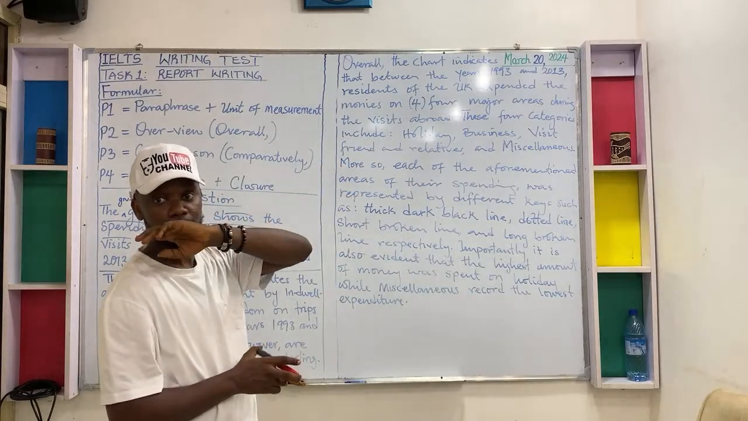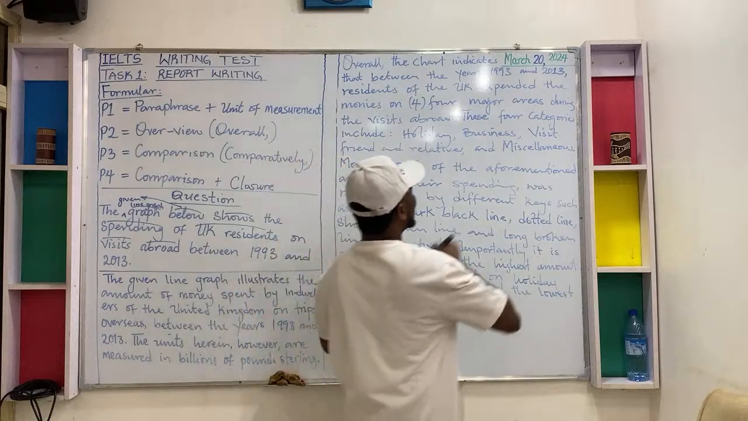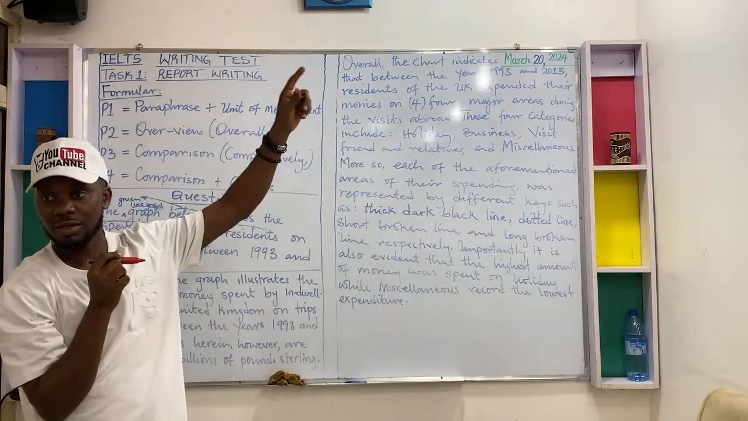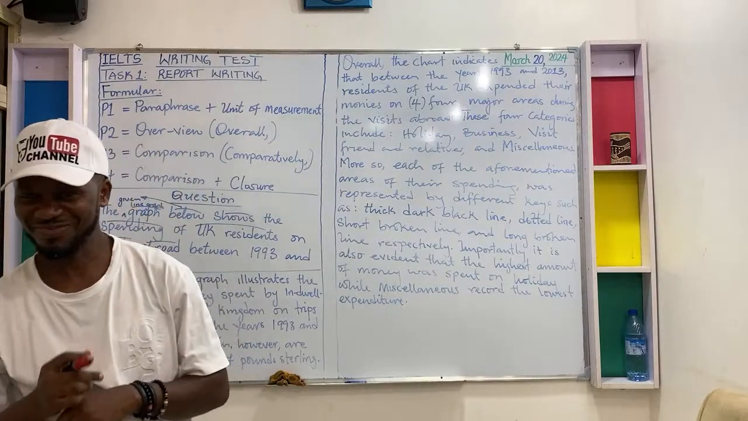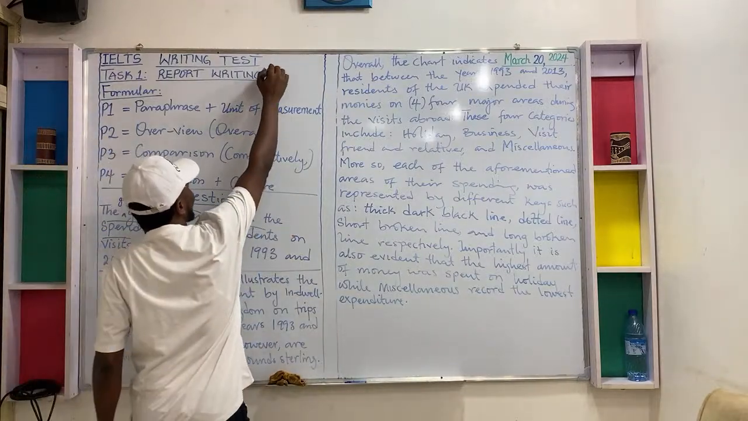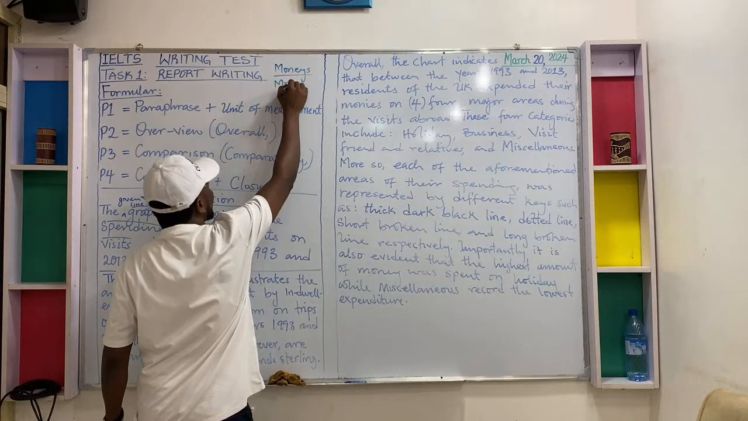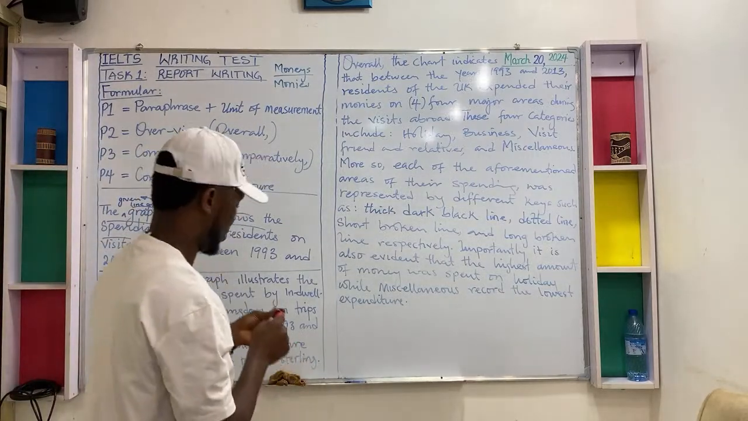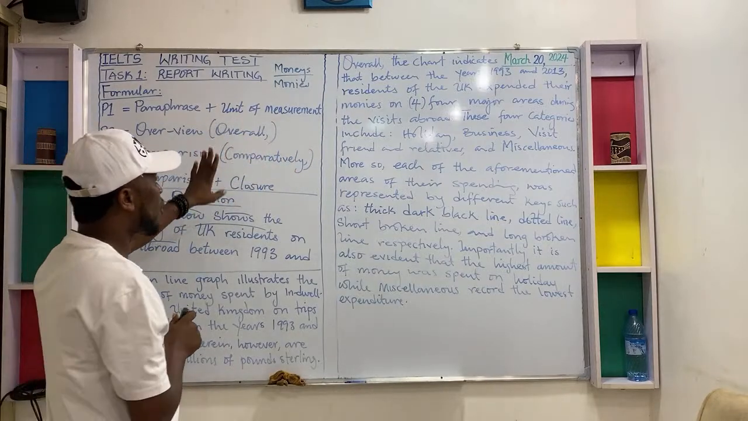Expended. Expended their monies. Is there anything like monies? Is it correct? Okay, are you sure? Okay, so there are two ways you can write that. Either you write monies or you write moneys, plural. Right? So, expended their monies on four categories.